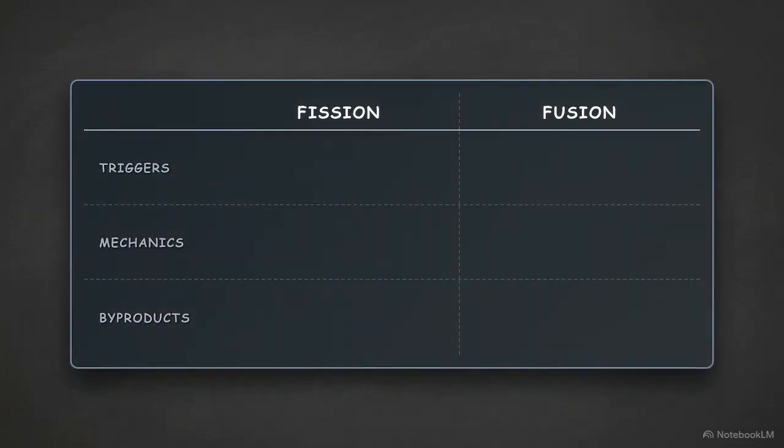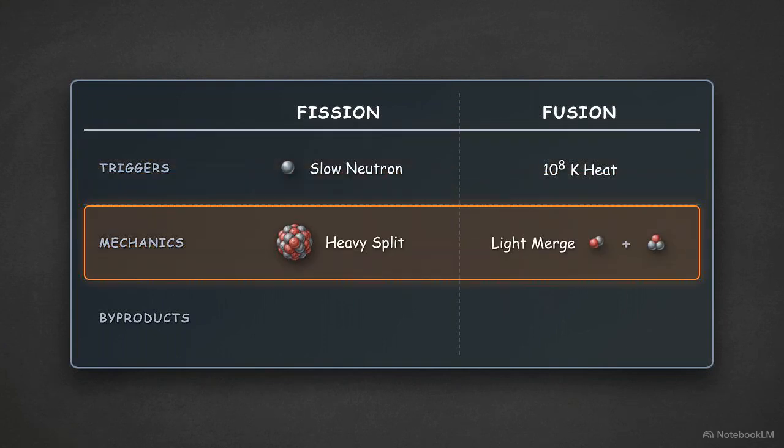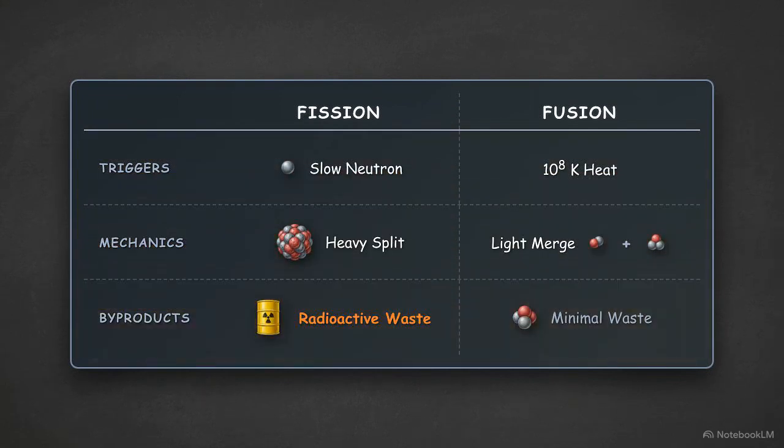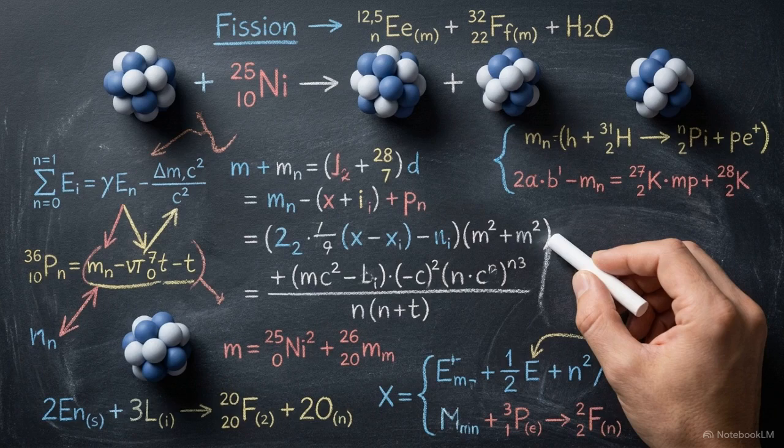This summary table compares the two processes for your exams. Note the differences in their triggers, the mechanics of the reactions, and the nature of their byproducts. Whether we are splitting heavy elements or merging light ones, the key to unlocking nuclear energy lies in mastering the laws of mass conservation and the forces governing the subatomic world.